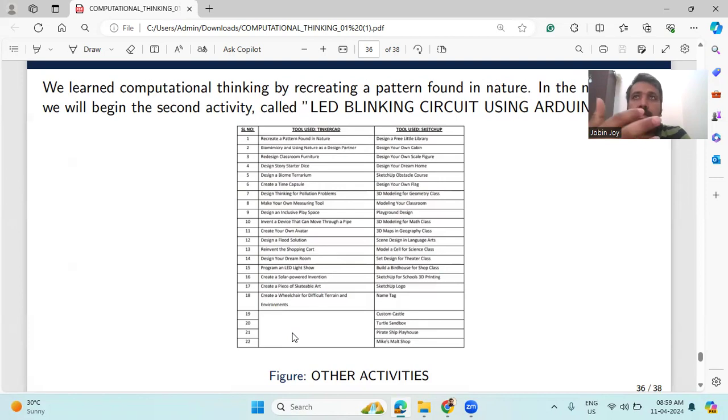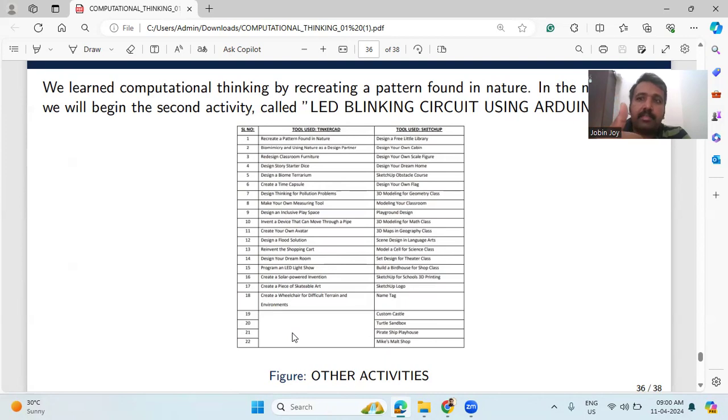Okay, we will learn the basics of robotics. We will learn the basics of C++ programming. We will learn how you will program on Arduino. Okay, so you will download the software. You will upload the program. You will compile the program. You will troubleshoot the program. So you will learn those types of things in the next activity, that is called LED blinking circuit using Arduino.